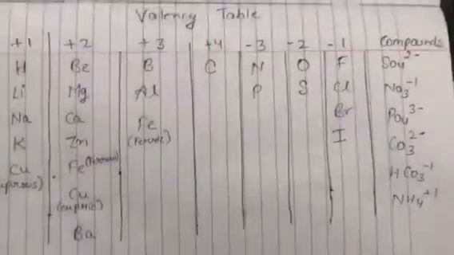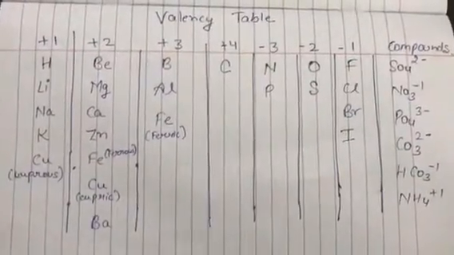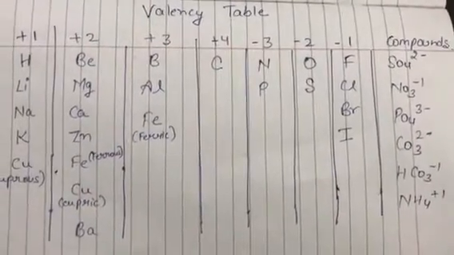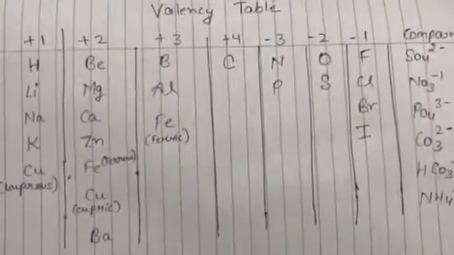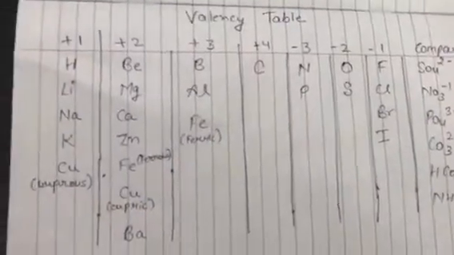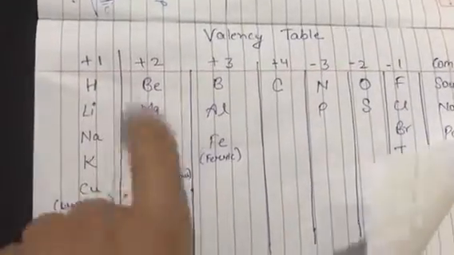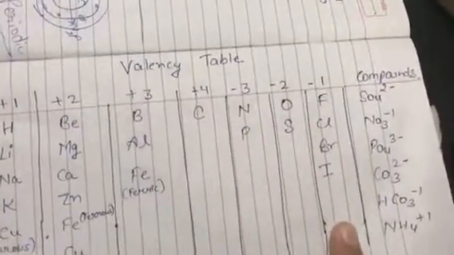So I will send you a picture of the same valency table. You have to learn this table and practice it 2 to 3 times in your notebook, and send a picture to me for the same. First of all, I gave you a pattern according to the similar oxidation state. For example, for +1, I wrote the elements which have +1 oxidation state. These elements have +2 oxidation state. These have +3. These have +4, -3, -2, and -1.